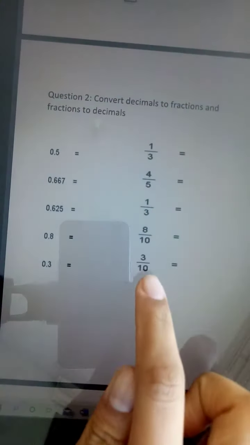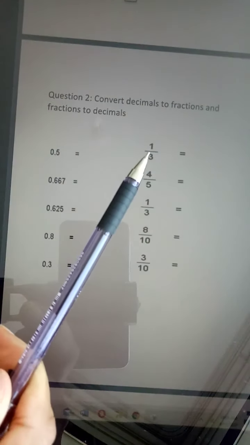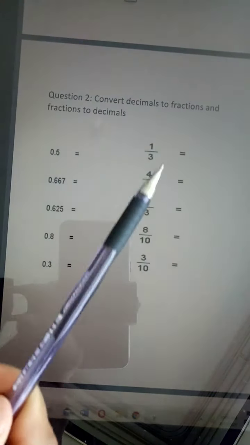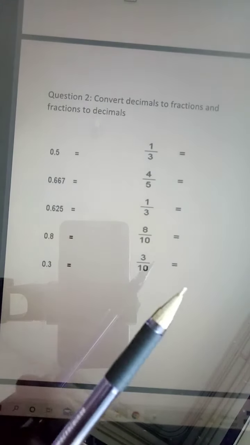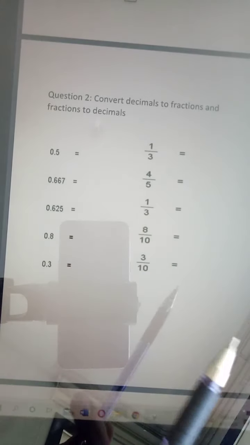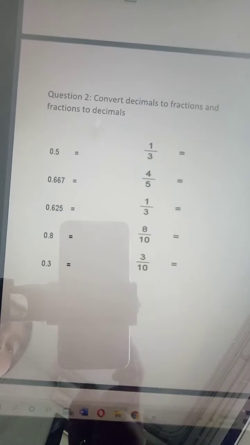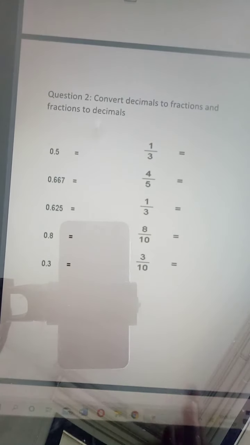Notice that all of these fractions are proper fractions. The numerator is smaller than the denominator. 1/3, 4/5, 1/3, they're both the same, so you get the same answer. 8/10 and 3/10. Okay, they are proper fractions because we are going to convert them to decimals. A proper fraction always converts to a decimal. So I'm going to show you how to do that.